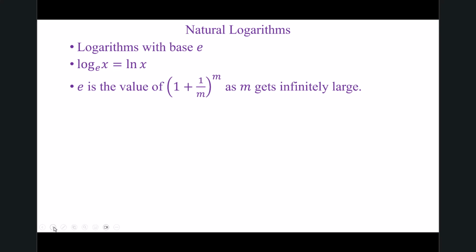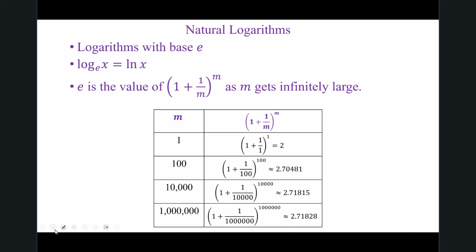So what is e? e is the value of (1 plus 1 over m) to the m power as m gets infinitely large. So what that means is m gets bigger and bigger and bigger. The value of (1 plus 1 over m) to the mth power gets closer and closer to e. e is an irrational number, so we're never going to get it written out exactly because the decimal will go on forever without repeating. So here's a chart that kind of gives you an idea of what it might be.